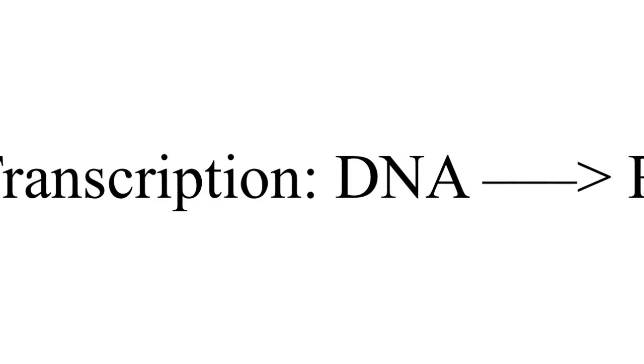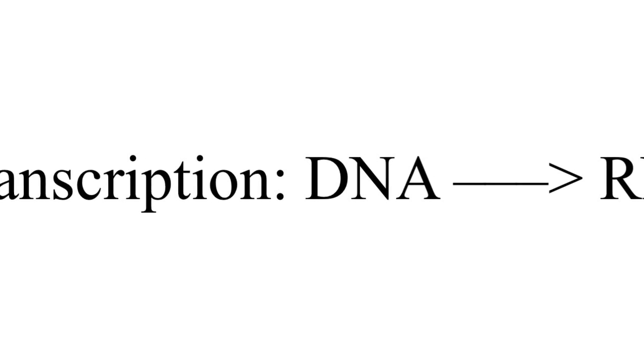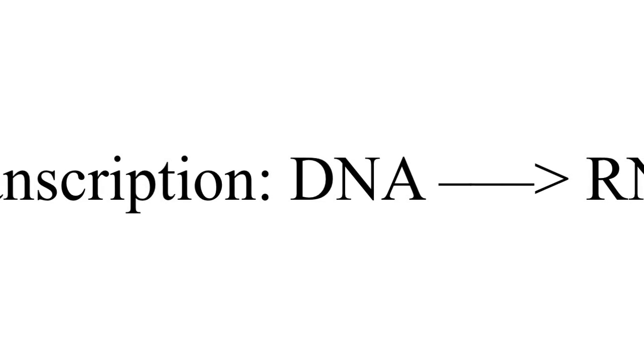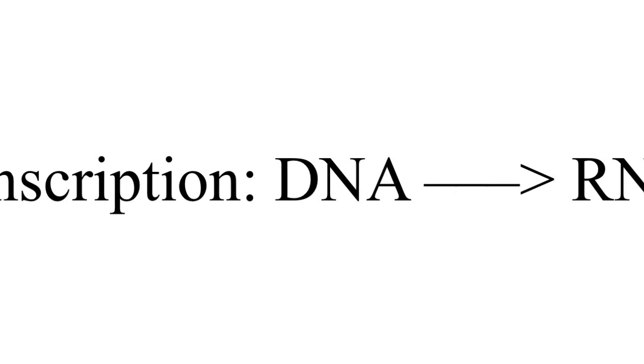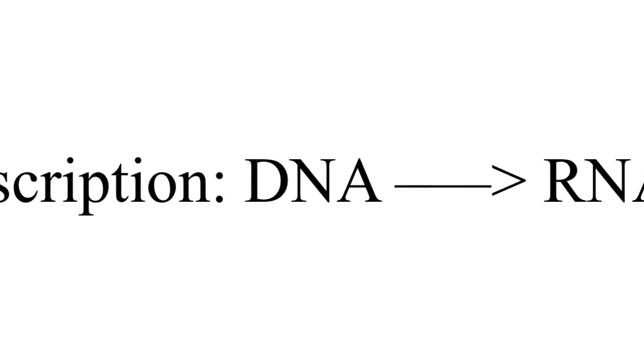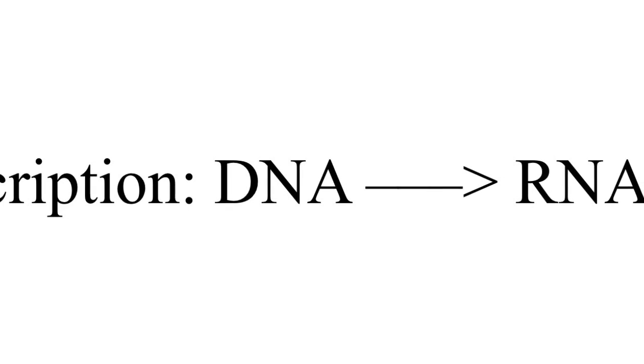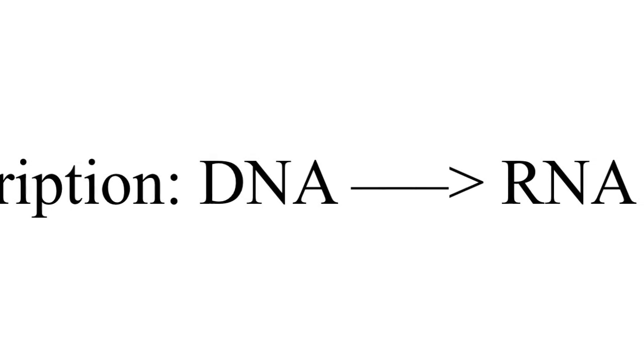Let's begin with a brief overview. The first process is transcription, the synthesis of RNA from a DNA template. In this process, only one strand of DNA is copied. A single gene may be transcribed thousands of times. After transcription, the DNA strands rejoin, allowing for the process to replicate countless times.